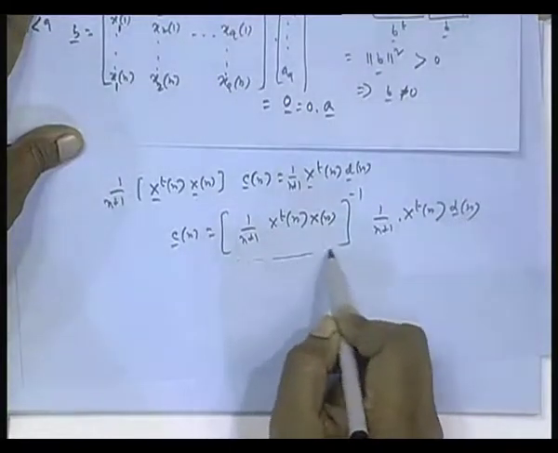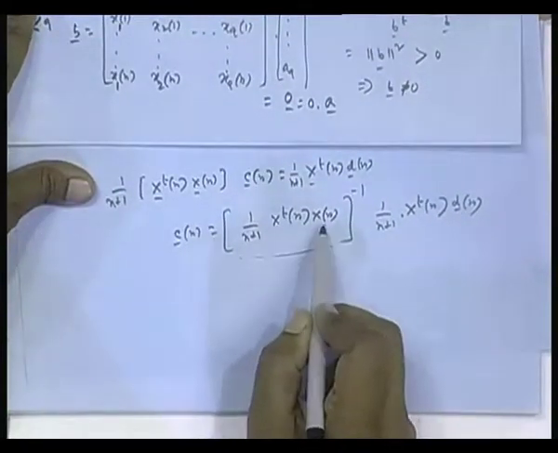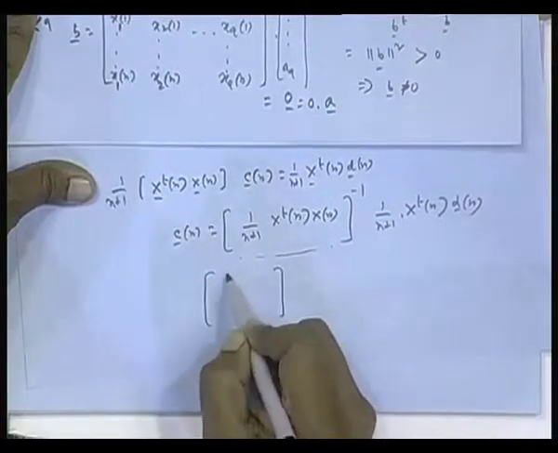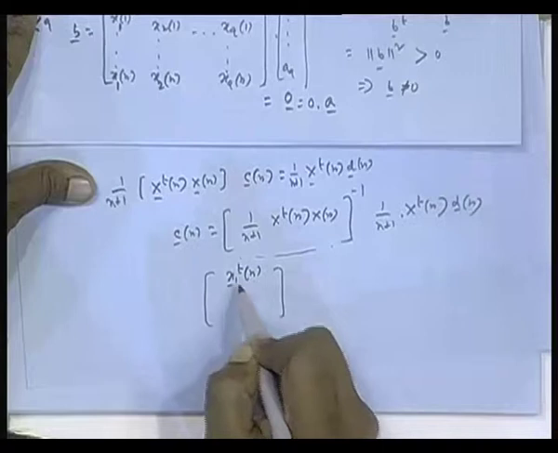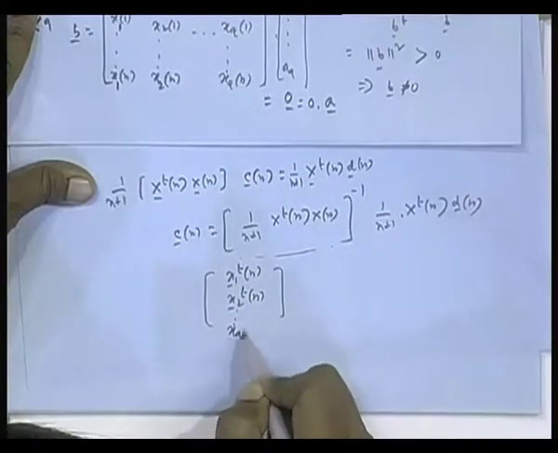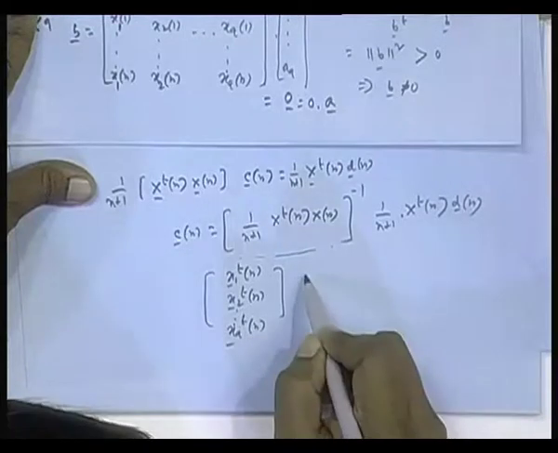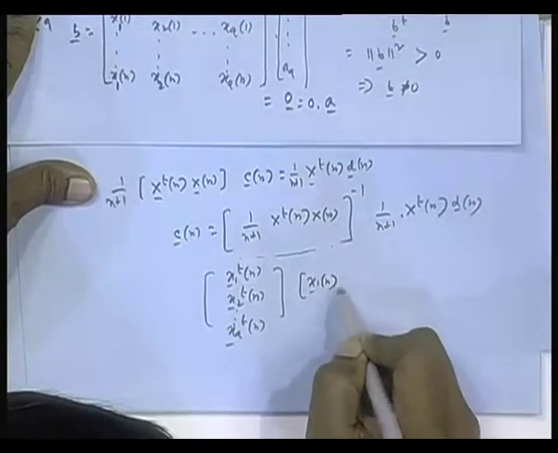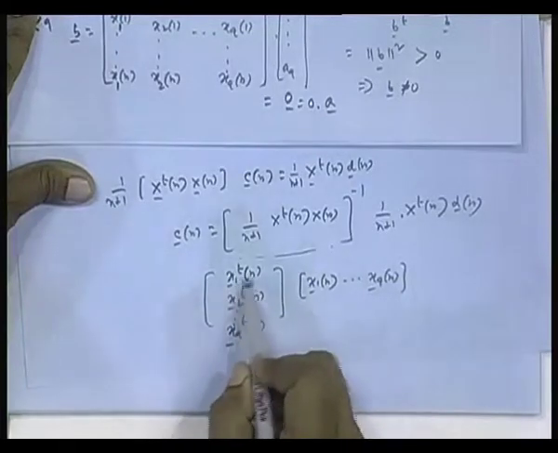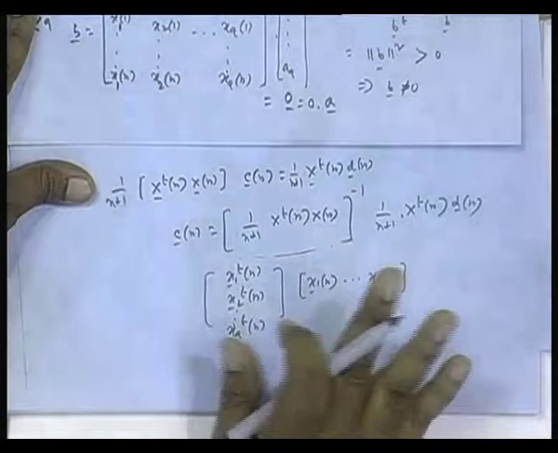What is this matrix? For large n, you can see easily x transpose n xn. X transpose n xn means x1 transpose n, x2 transpose n, and then x1 transpose x1. You know this matrix multiplication.